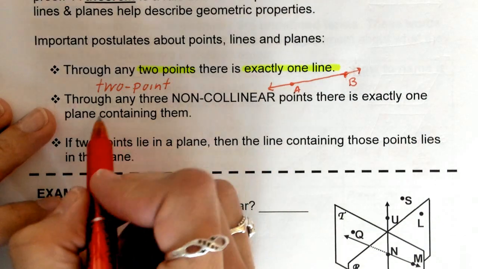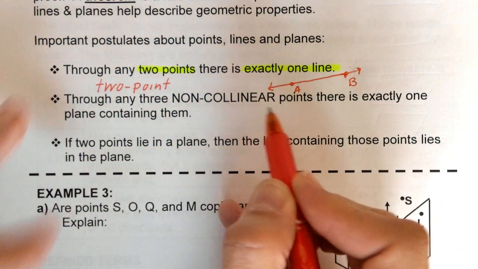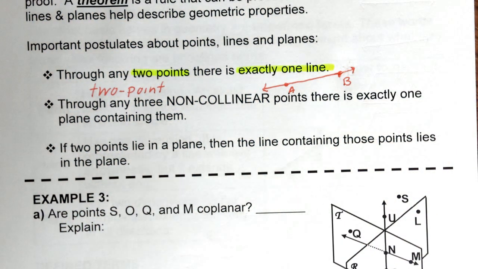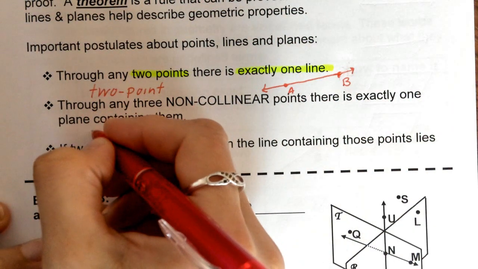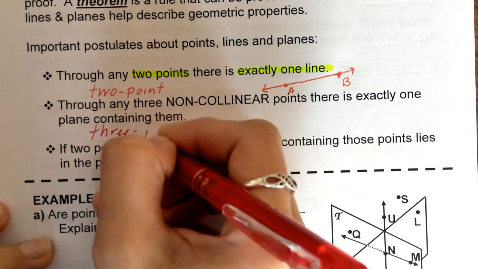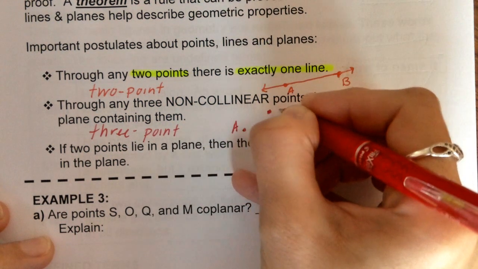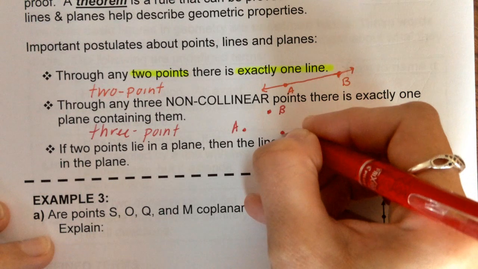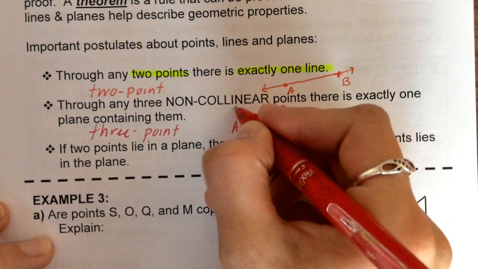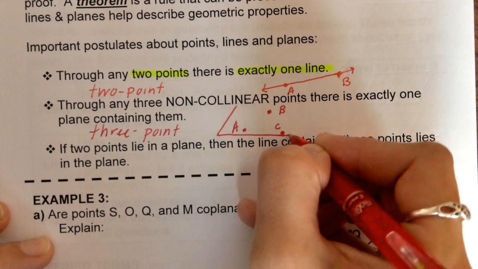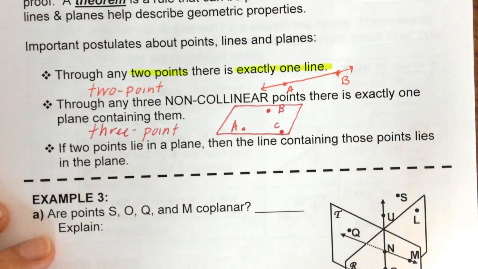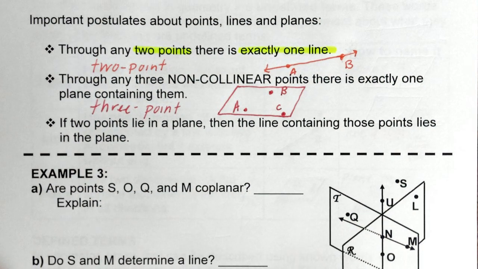Then, through any 3 non-collinear points, not on the same line, there is exactly one plane contained. So this is your 3-point postulate. If I have point A right here, point B over here, and point C right here, I can take all 3 of those and draw a plane around them, exactly one plane. That's all that means.